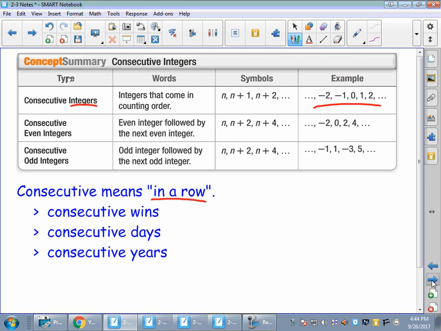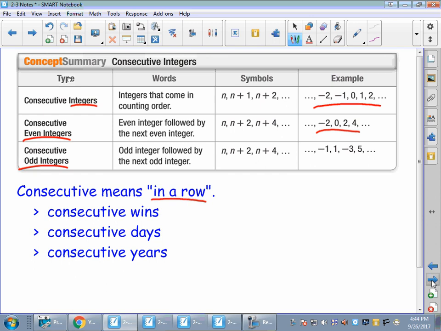Okay, consecutive even integers is just counting by the evens. So negative 2, 0, 2, 4, 18, 20, 22. You can start anywhere on the number line as long as you start with an even and then keep counting evens. And then the same thing goes for odds. We can go with 1, 3, 5, 7, 9, 11, as long as you start with an odd anywhere on the number line and continue that pattern.